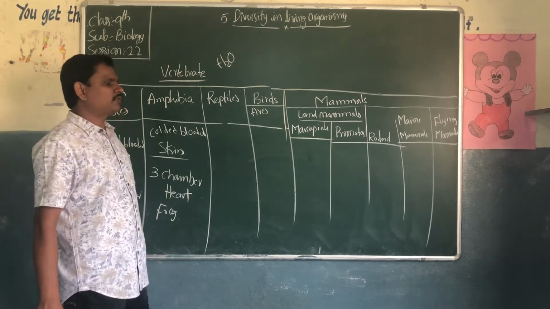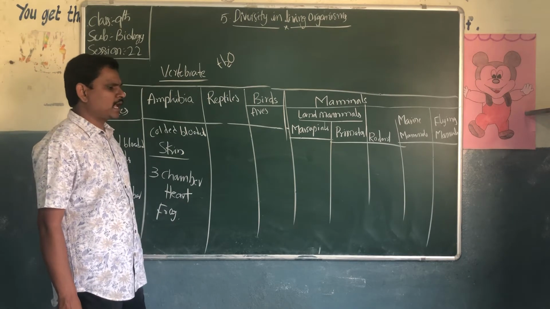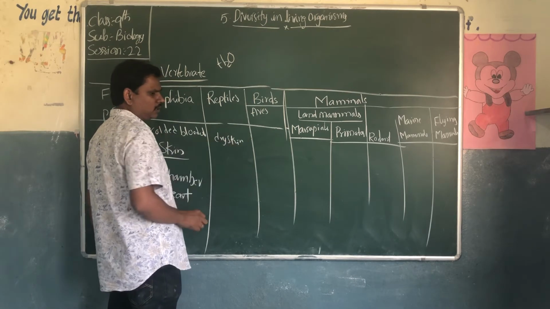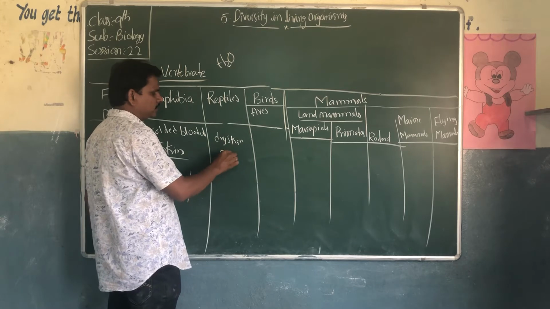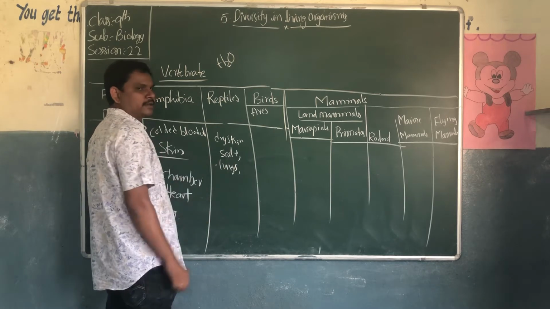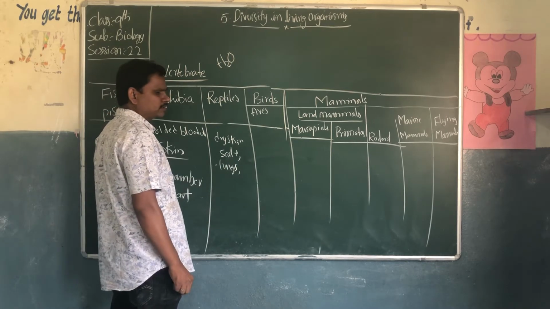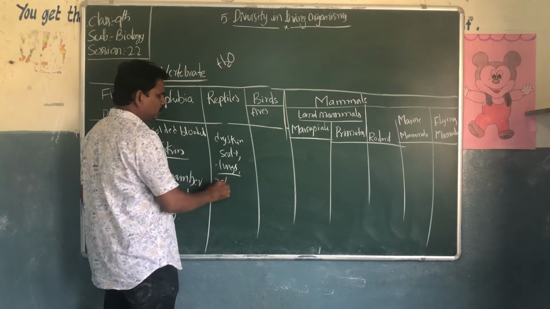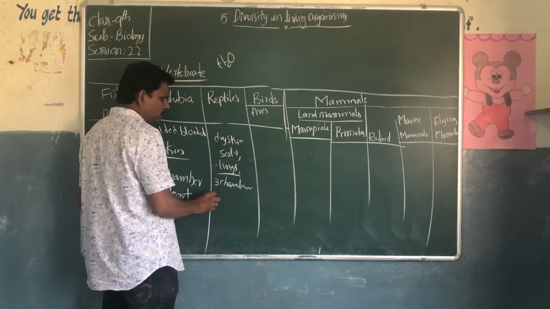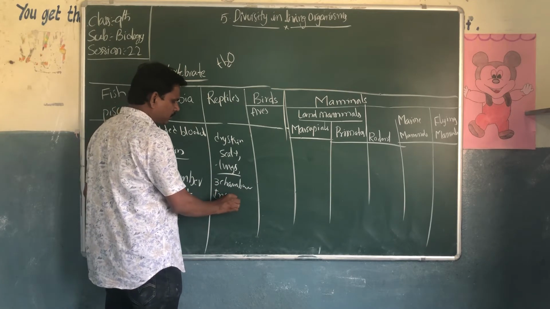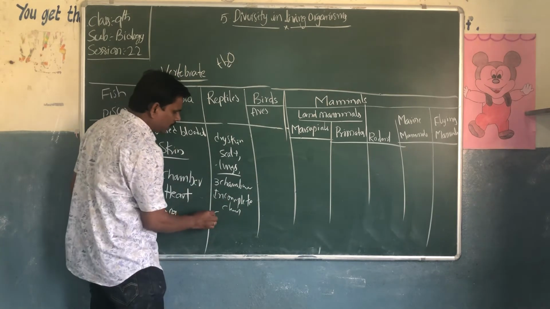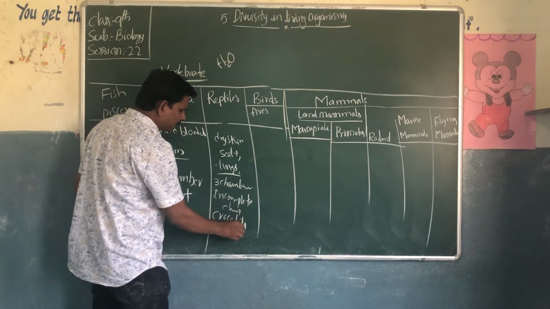Next one is reptiles. So these reptiles have dry skin and scales on their body. They have lungs also. They will respire through the lungs. They have a 3-chamber heart. One more chamber is there, that is an incomplete chamber. But the crocodiles have 4 chambers.